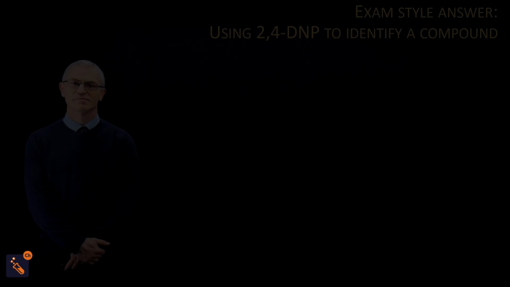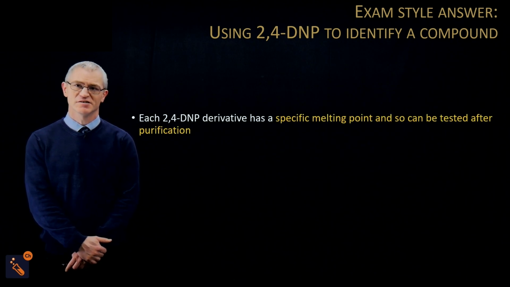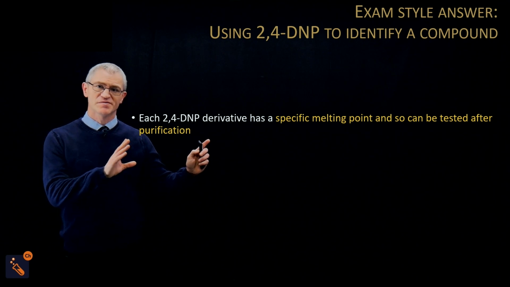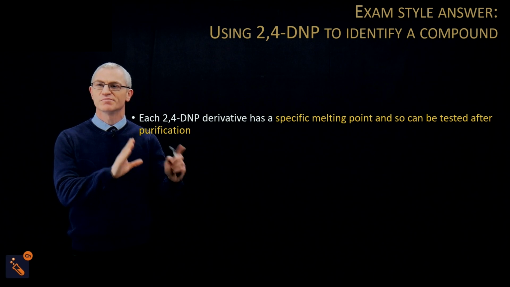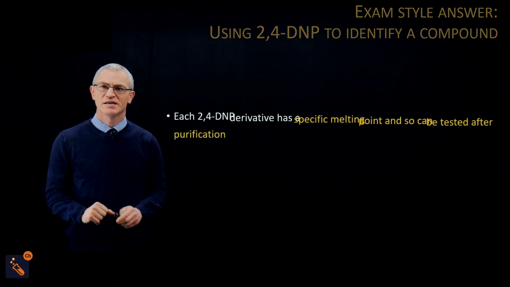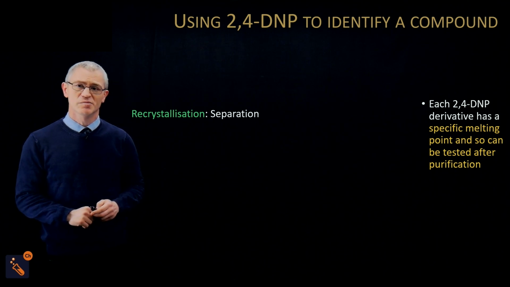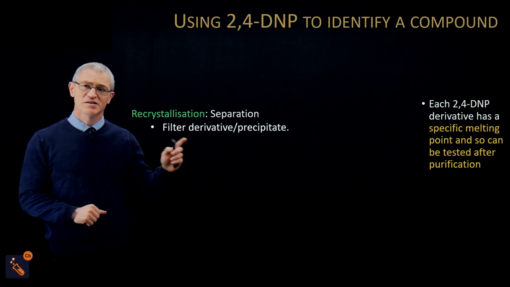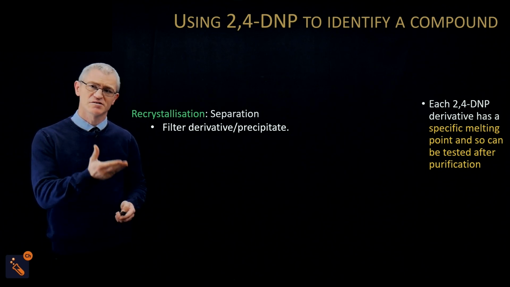Now we're back in the studio, we can talk through what you've done in the lab, what you've seen in the lab, and talk it through in the style of an exam answer. Each 2,4-DNP derivative has a specific melting point, but you must purify it first. Really important, you purify it first. To do that purification, you're going to use recrystallization, as we did in the laboratory, and that separates it and allows you to do that through filtering. But let's go through the different parts of recrystallization in an exam style answer.